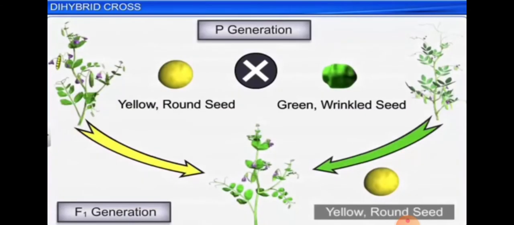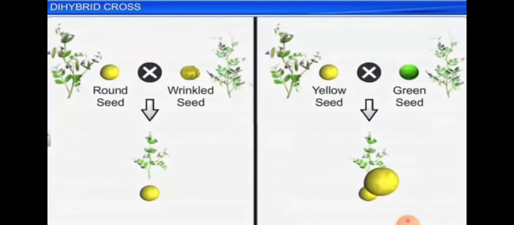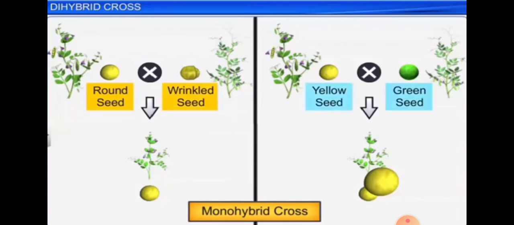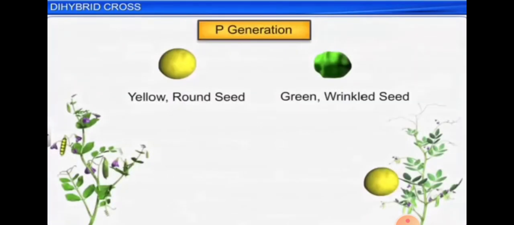Here, can you guess the dominant shape and color? Yes, the round shape is dominant over the wrinkled shape, and the yellow color is dominant over the green. Mendel noticed that these results were identical to the results he had obtained when he had carried out monohybrid crosses between the plants with round and wrinkled seeds and those with yellow and green seeds.